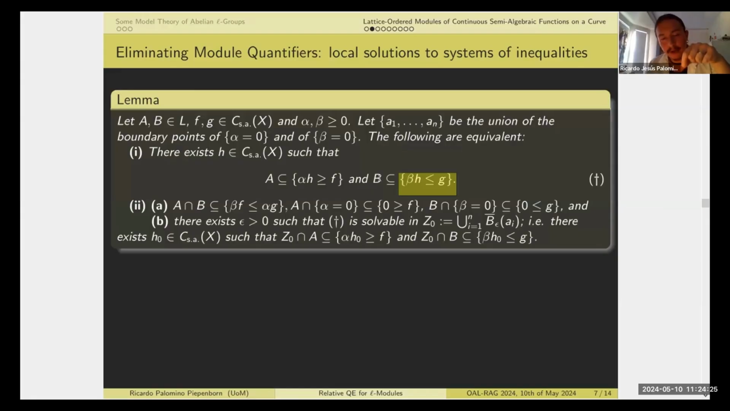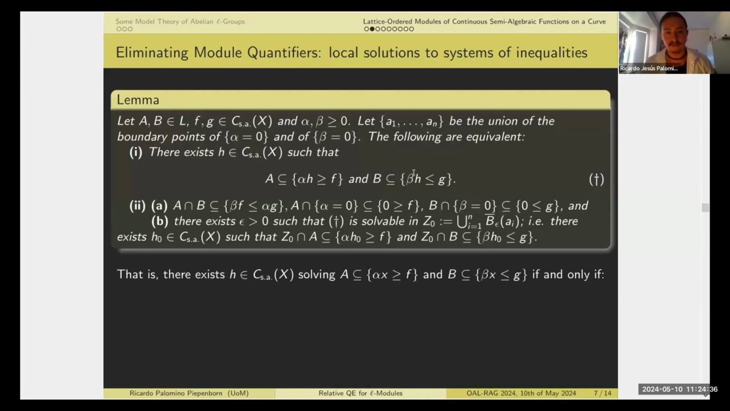And these finitely many points are just going to be the boundary points of the zero sets of alpha and beta. So, okay, this is the technical statement. Now the maybe more intuitive way of thinking about this is what I was saying: we want to be able to know when we can solve this system of inequalities on the zero sets A and B.